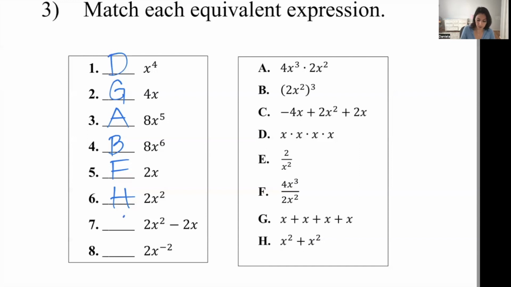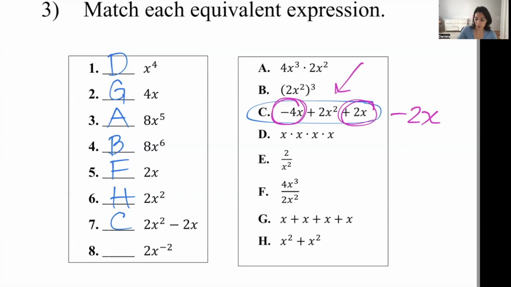So for number 7, that is going to be C. Speaking of like terms, the only like terms are negative 4x and 2x because, as I said, you have to have matching exponents. So you just combine the coefficients. So negative 4 plus 2 is going to be negative 2, and then keep that as x to the first power, right? So then we end up with 2x squared minus 2x.